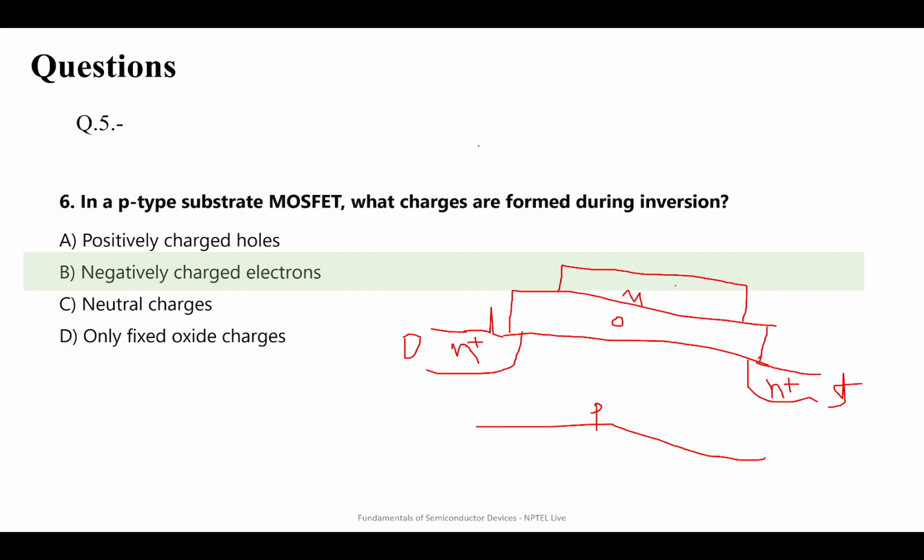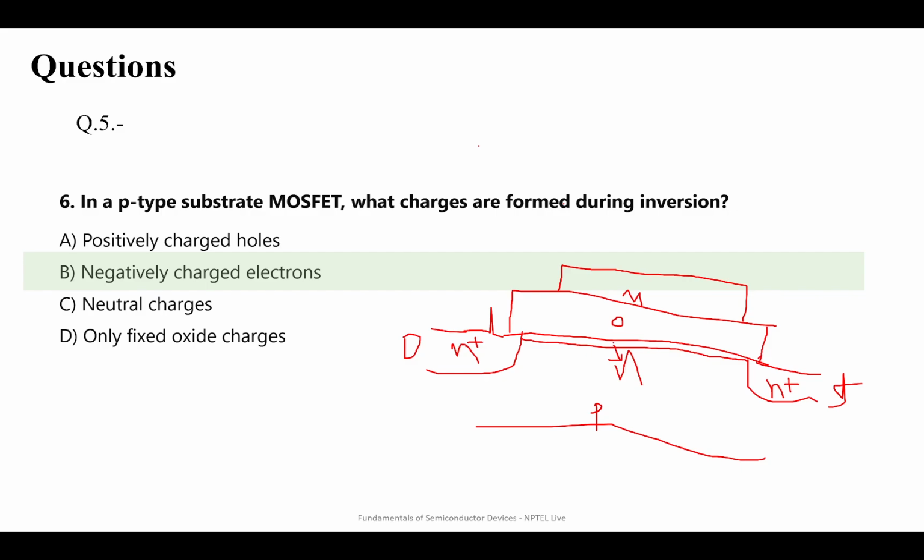But if I apply gate voltage here, I can create an inversion layer at the oxide and semiconductor interface, and due to the inversion layer, this will form an n-type channel. This will become n-type because it's an inversion layer. In a p-type substrate the inversion layer will be n-type, and in an n-type substrate the inversion layer will be p-type. So now I have n plus, then n here, and then n plus here. So now I will have conduction through this n channel.